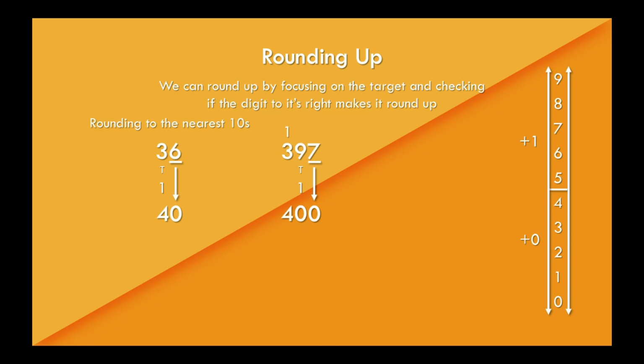Now 15, we know where the tens place is, it's where the 1 is. Immediately to the right, we have 5. According to our chart, 5 rounds up because we need to get that bag.